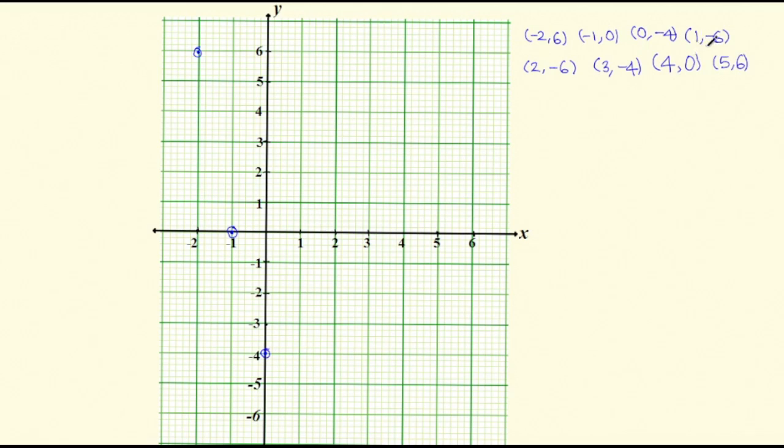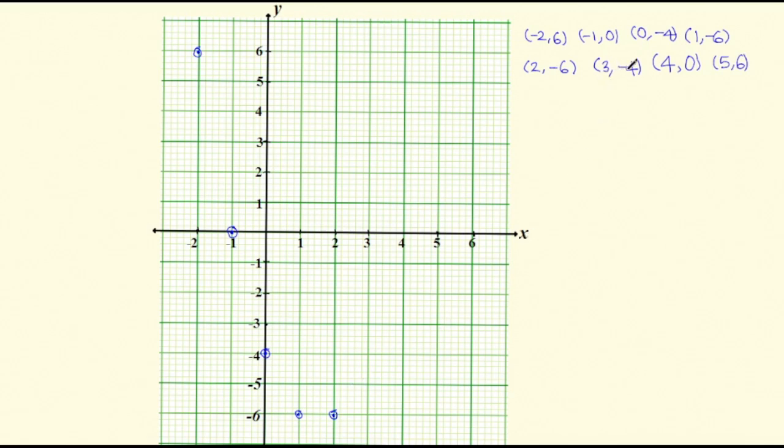Then next, 1 and negative 6. 1 for x, negative 6 for y. So this is our point. Can make a circle around. Let's move to the next point, that is 2 and negative 6. So 2 for x, negative 6 for y. We have our point, and we also circle.